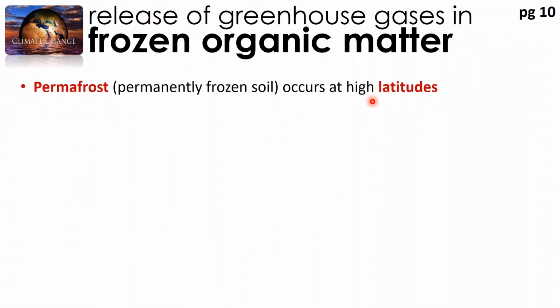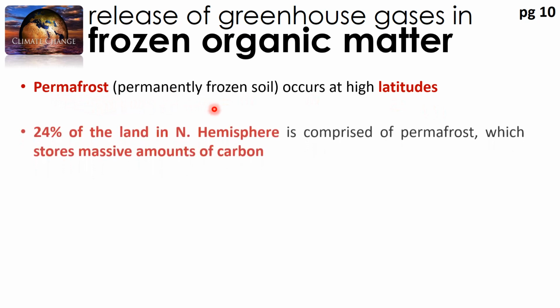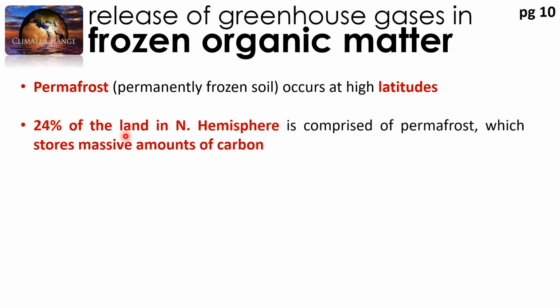As I said earlier, permafrost is found mainly in regions of high latitudes, especially in our northern hemisphere. And what is permafrost? Permafrost is permanently frozen soil, and 24% of our land in the northern hemisphere is comprised of permafrost, which stores massive amounts of carbon.